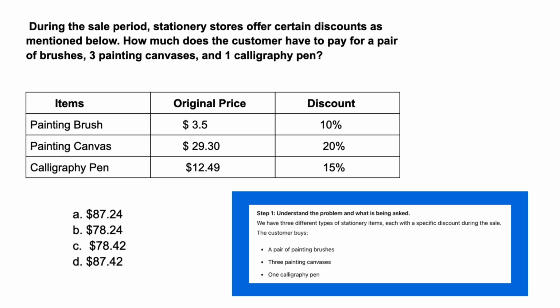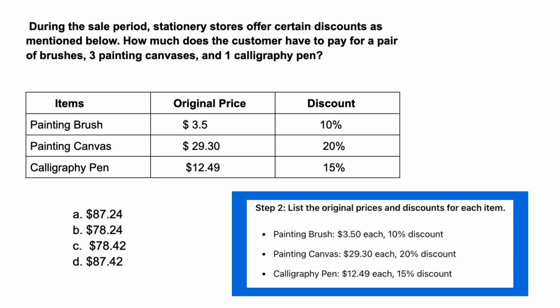On your teacher certification exam, read the problem and then summarize it in your own head to make sure that you understand and wrap your mind and your brain around what you need to do. So next, what we need to do is list the original prices and discounts for each item. Painting brush, $3.50, 10% discount. Going to the next item, that's the painting canvas, originally $29.30 each with a 20% discount. Calligraphy pen, $12.49 each, 15% discount.